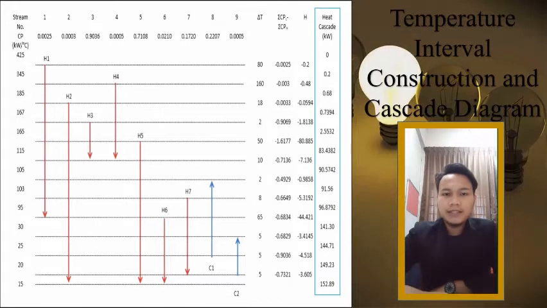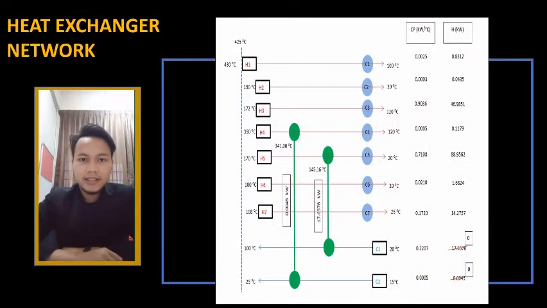As we know, in the cascade diagram, we can find our QH min and also QC min. The above part is our QH min, while the bottom one is our QC min. This shows the threshold problem because our QH min resulted as 0. Hence, this is our heat exchange network.